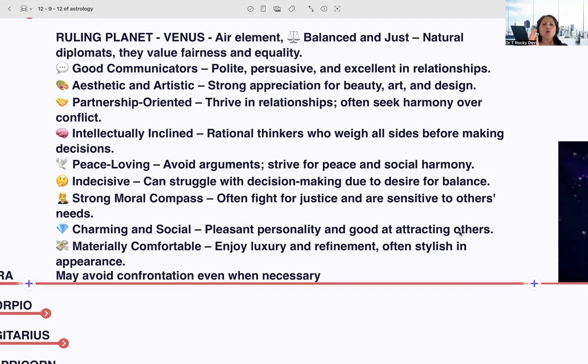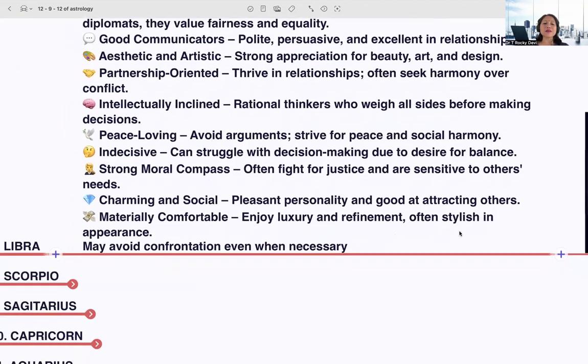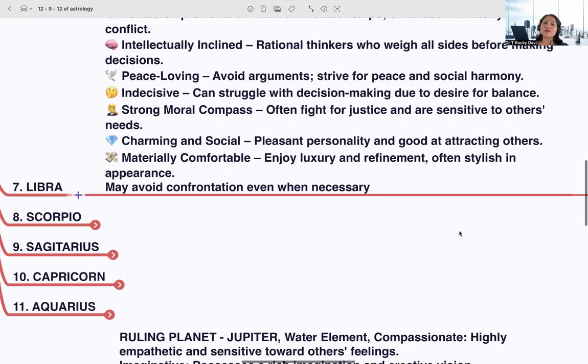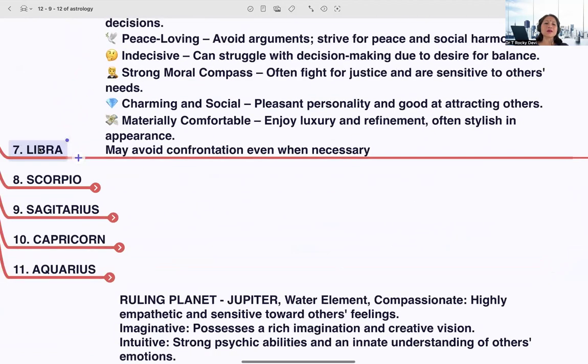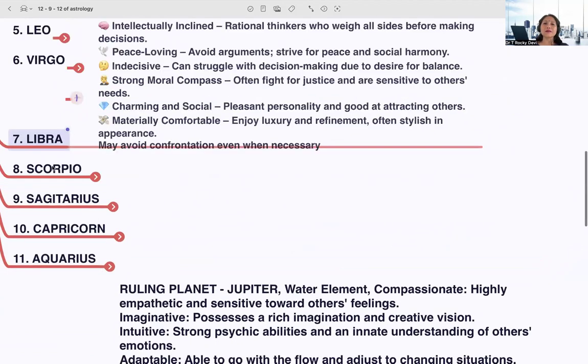They have a strong moral compass. It means they often fight for justice. They don't want any kind of injustice in any scenario, and they are very sensitive to others' needs. They are charming in nature, and they have a social and pleasant personality when they interact with people. They are good at attracting others also. Materially comfortable, they enjoy luxury and refinement in anything they choose, often stylish in appearance, and may avoid confrontation even when necessary. This is what Libra means, as far as Tula Rasi or Tula Lagna is concerned.